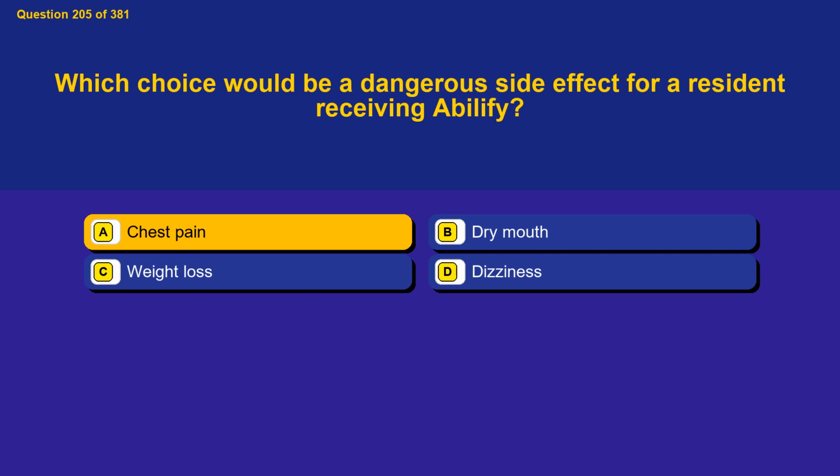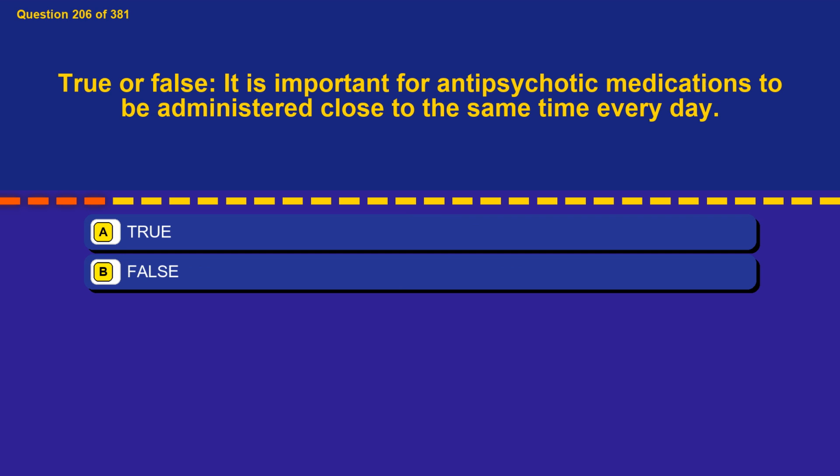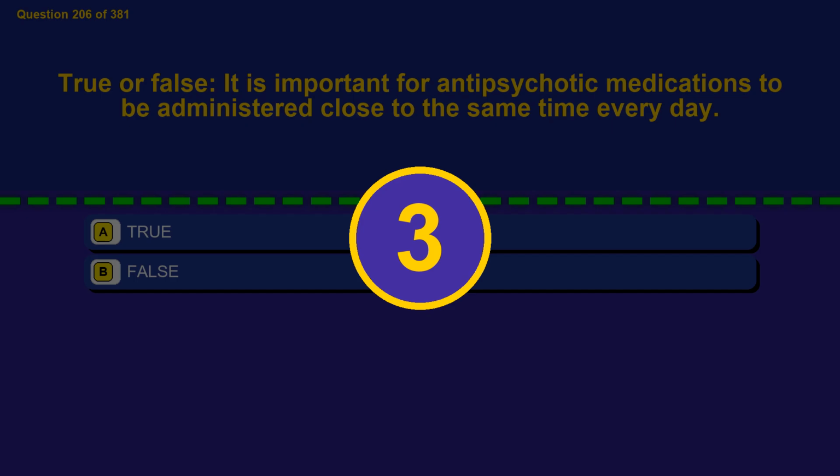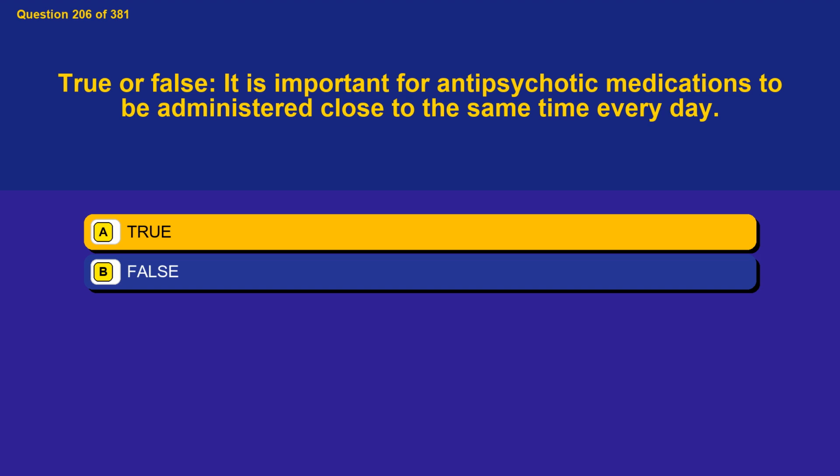The correct answer is option A, chest pain. Question 206. True or false, it is important for antipsychotic medications to be administered close to the same time every day? Option A, true. Option B, false. The correct answer is option A, true.